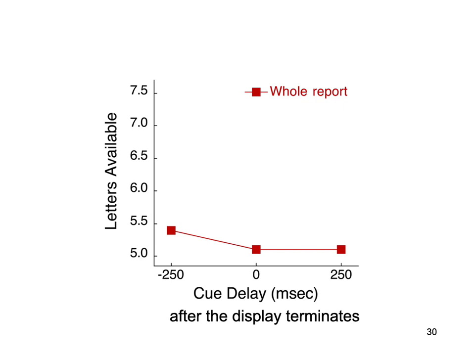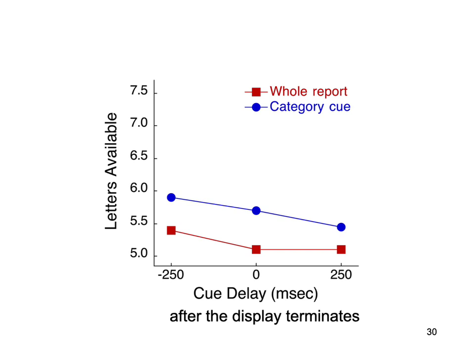Look what happens, though, if I cue the category. So that means just before the 8-item array appears, you know, report numbers or report letters. You can get more. Now, how much more than full report? Well, enough that those blue dots, or the blue line made up of those dots, is statistically better than whole report. Not by much. It's about a half. You get about half an item more, give or take.